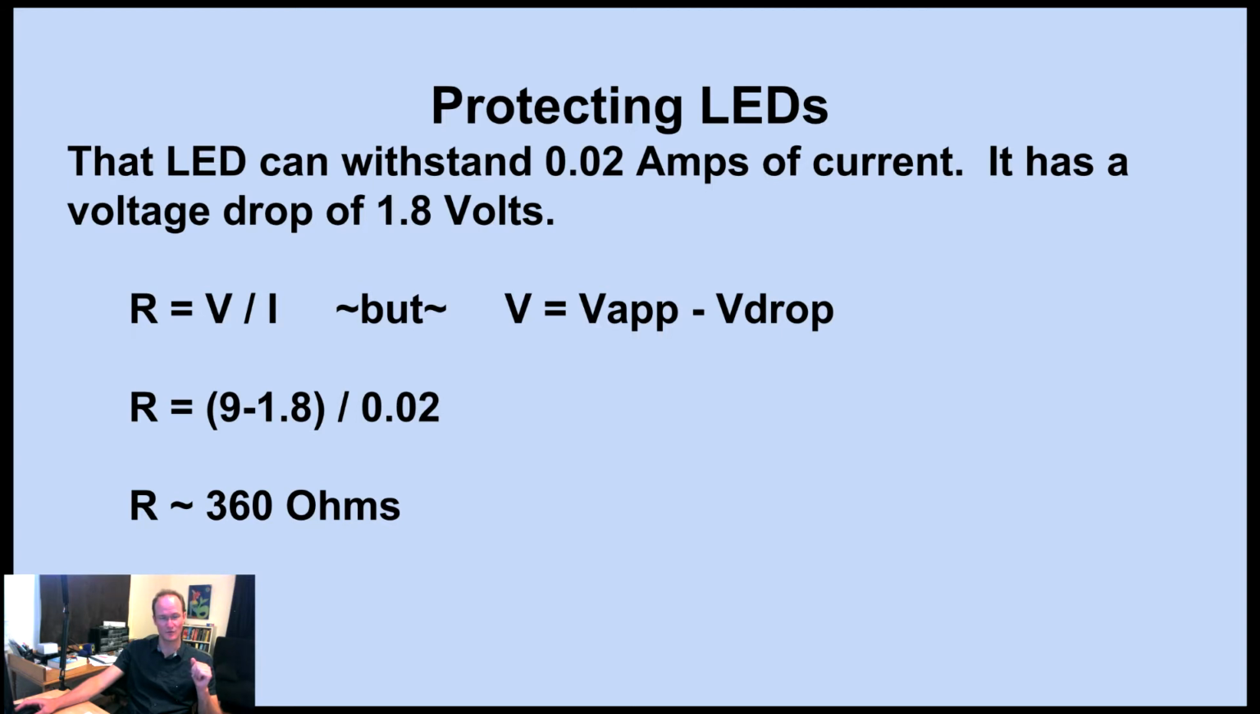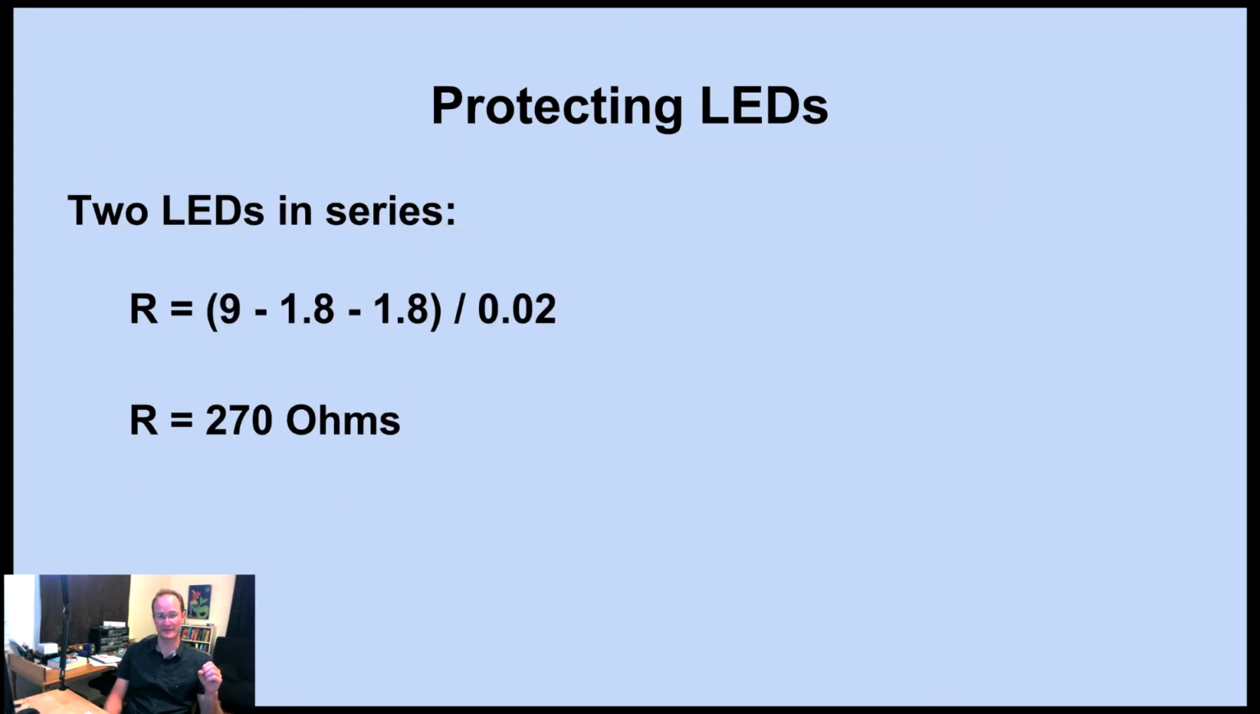But what do you do when you have 2 LEDs in series, which you will do? In this case, you're going to have to take your 9 volt battery, or whatever the voltage is, minus 1.8, minus 1.8, and that's the voltage you're actually applying. Then you can divide that by the current allowed through that LED. And in this case, if I had 2 of those LEDs that I burnt out, I would need to protect that circuit with a 270 ohm resistor.